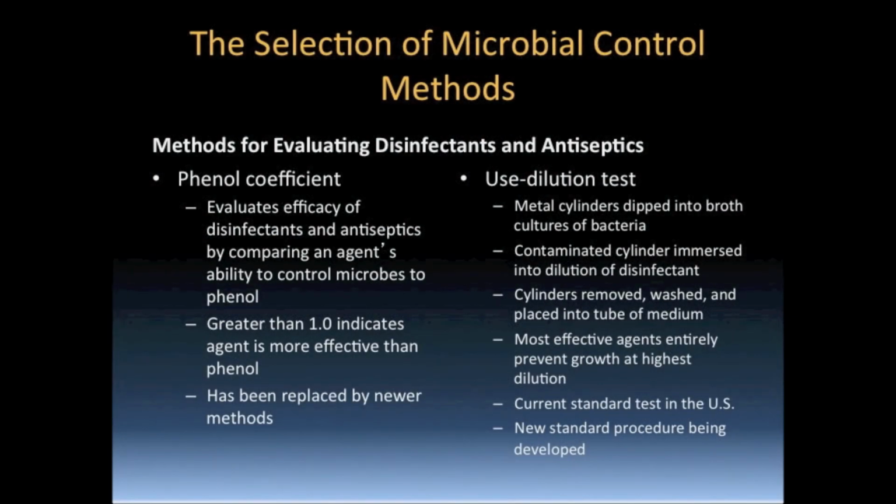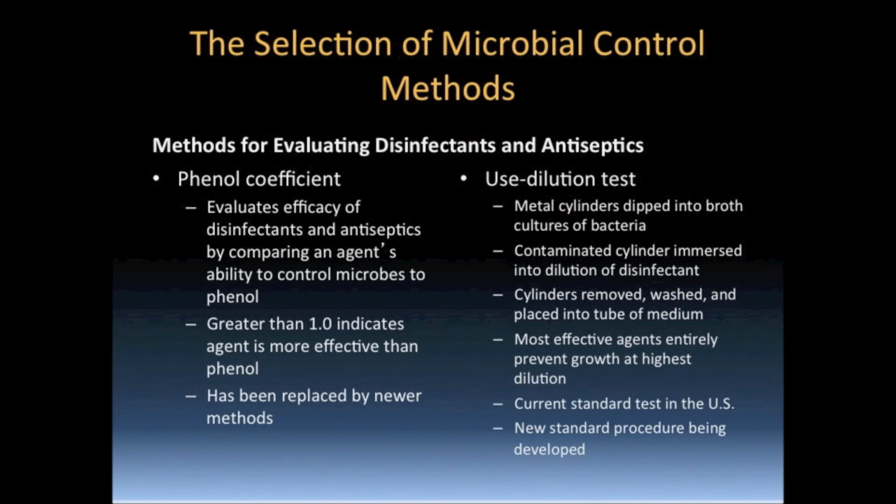Several methods have been developed that serve to measure the efficacy of antimicrobial agents. The first of the methods is the phenol coefficient. The phenol coefficient method was developed in 1903. This technique compares a disinfectant or antiseptic with phenol under standard conditions. A phenol coefficient greater than 1 suggests that the disinfectant or antiseptic is stronger than phenol, while a phenol coefficient less than 1 indicates that it is weaker.